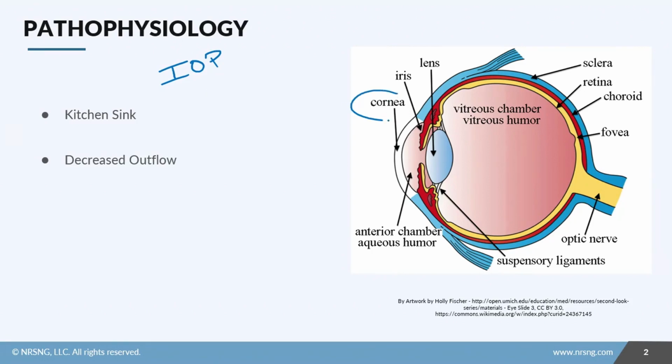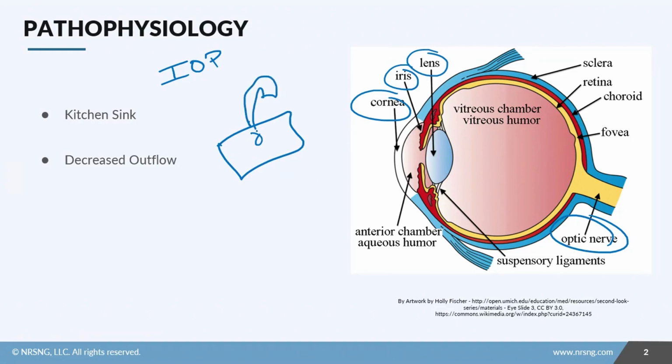So here you see the cornea, the iris, the lens, and back here you've got your optic nerve. Now, the anatomy of the eye functions similarly to a kitchen sink. The iris has some cells back here called ciliary bodies. And what they do is they produce the fluid in the front portion of the eye called aqueous humor. And when we talk about flow in the eye, the aqueous humor comes down here and fills the front portion of the eye.